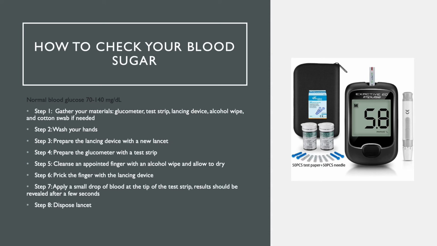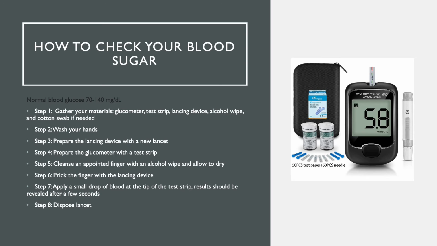And then how to check your blood sugar. Normal blood glucose is 70 to 140, and they have these little glucometers. They're usually prescribed to you by a provider. For step 1, you gather all your materials: the glucometer, the test strips, the lancing device or a needle, an alcohol wipe, and a cotton swab if needed. Then wash your hands.